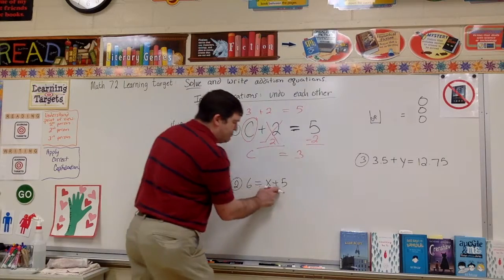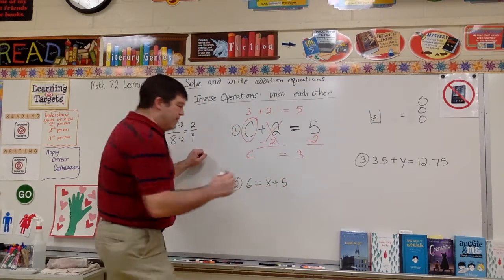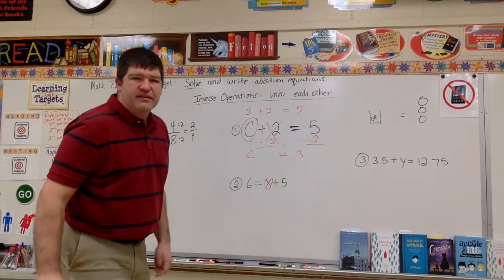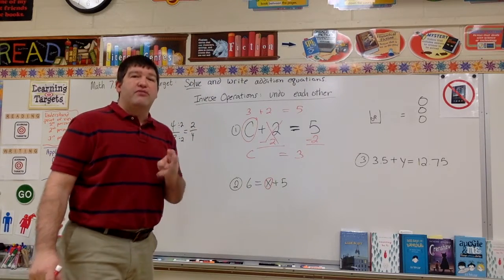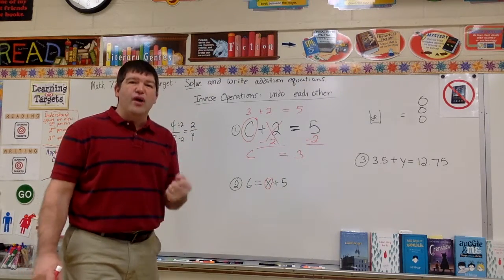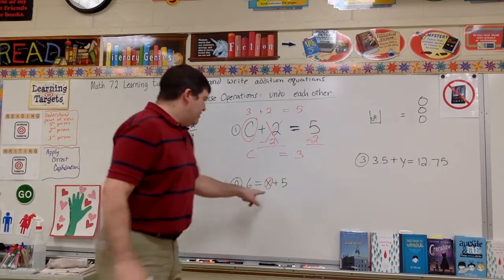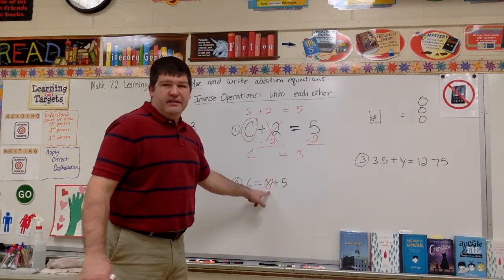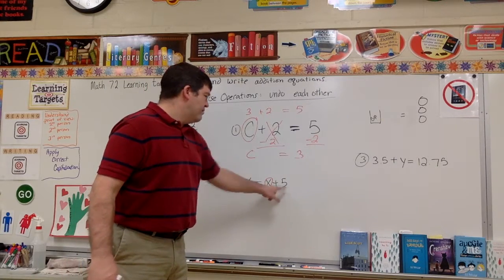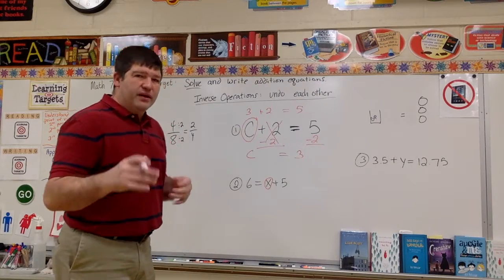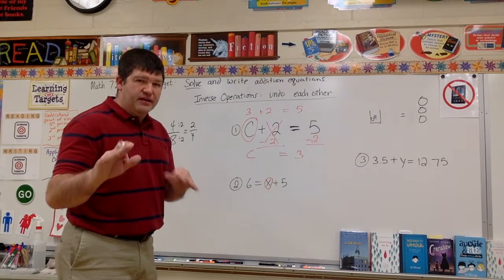6 equals x plus 5. I find my variable. My variable is x. I want to get that all by itself because I want to solve for x. What is x? Now, the last lesson, I look at this and I can do this mentally. If it's 1, 1 plus 5 is 6. But I'm trying to get you to think of doing it this way, and I want you to show your work on this one.